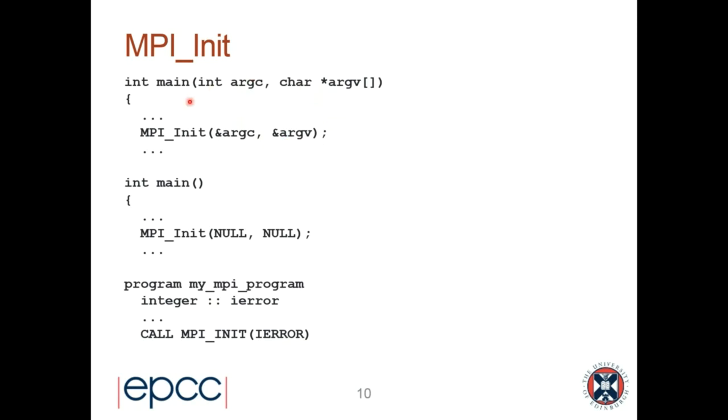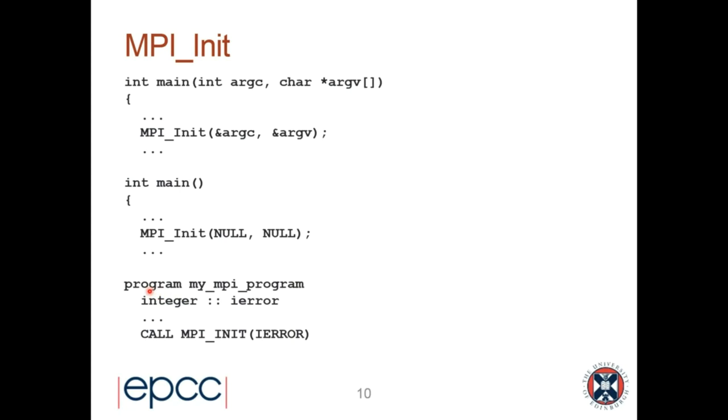It's a little bit horrible, and you might say, well, I don't use command line arguments. So in fact, it's perfectly acceptable to pass NULL, NULL. So most C MPI programs begin like this: int main, MPI init. Not that it initializes MPI. It has to be the first MPI call you make, but it's not necessarily the first call you make.